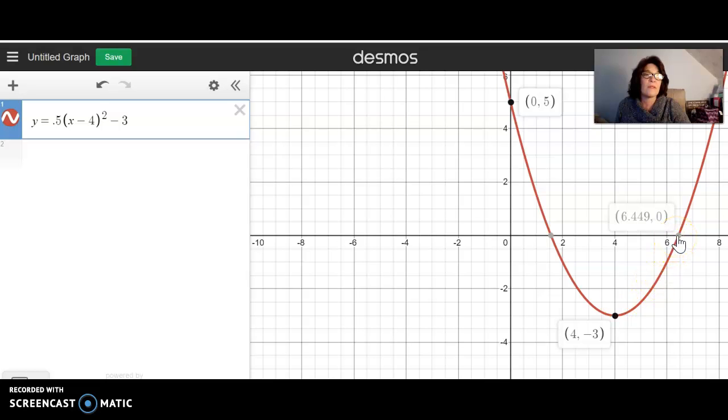What else is here? Oh, that's not good. That's not what I want. What were some of the other points? We had (6, -1). Let me find that. I can't get right on it. (6, -1), there we go, is a point on the graph, and the same as (2, -1) is a point on the graph, if I can grab it. There we go, (2, -1). Okay, anyway, you can use Desmos to help you with that.